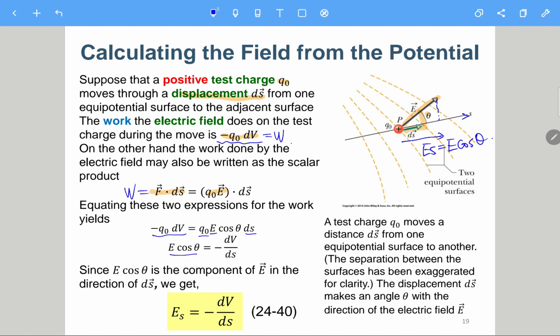So you project the E on the s-axis. So this is actually E_s. So we can write it as E_s equals minus dV/ds. Take the derivative, minus the derivative of the electric potential with respect to the displacement.